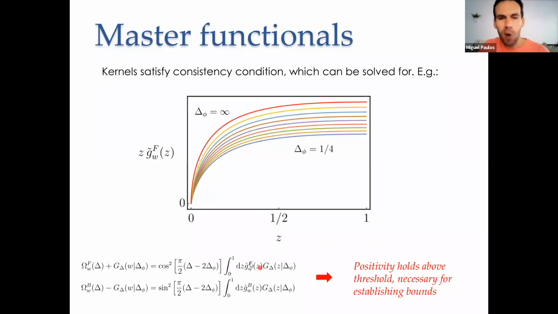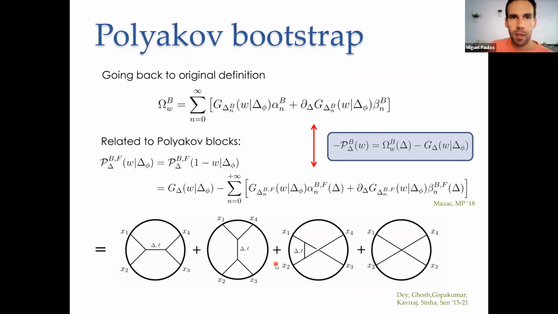Okay, but basically, morally, this is why the bounds are true. It's because of this. There are just some discrete checks that have to be made now. So I'm going to come back to those. But let me take a detour through a different story, which is the connection of these functions to the Polyakov bootstrap. So you look at this functional, you stare at it, and it reminds you of our Polyakov blocks.